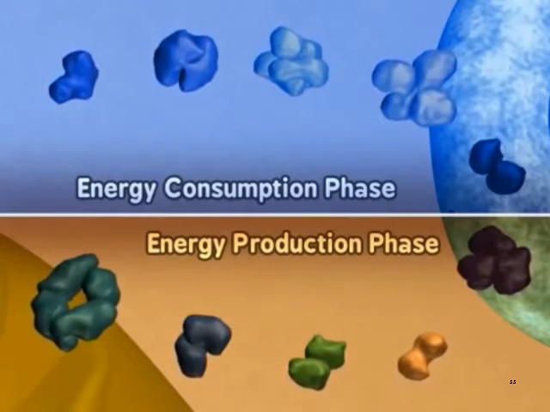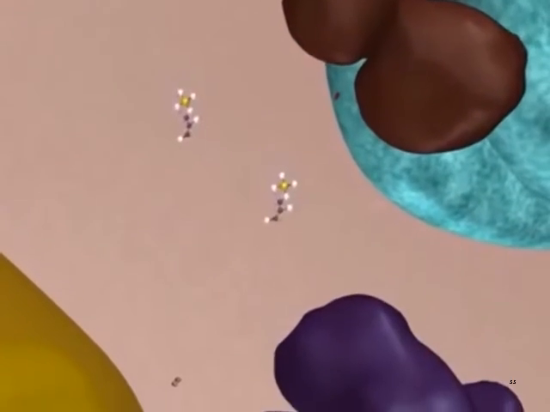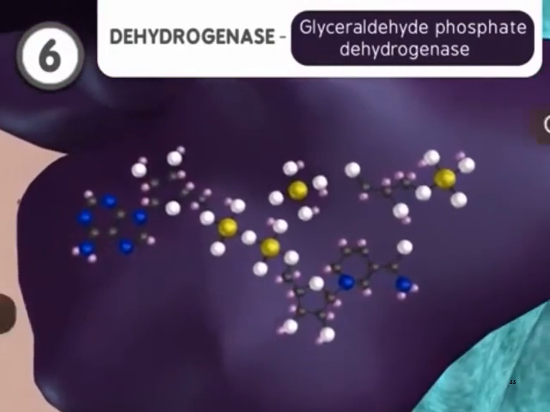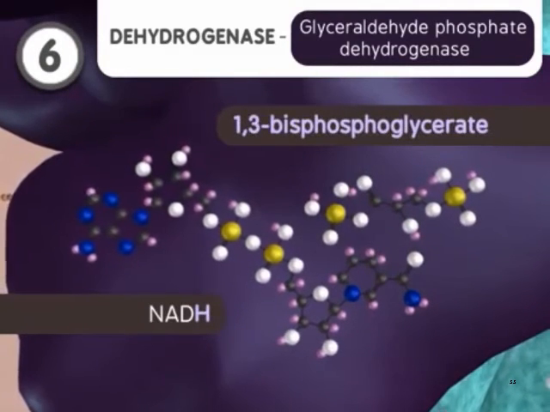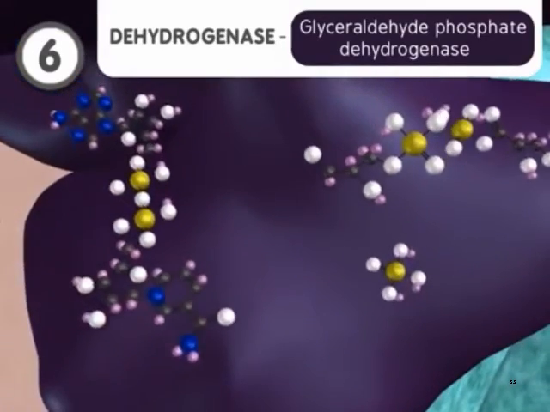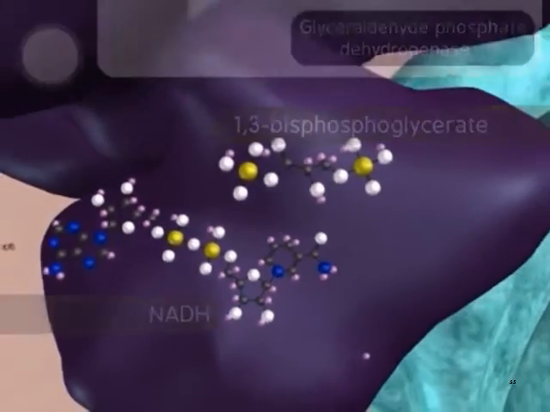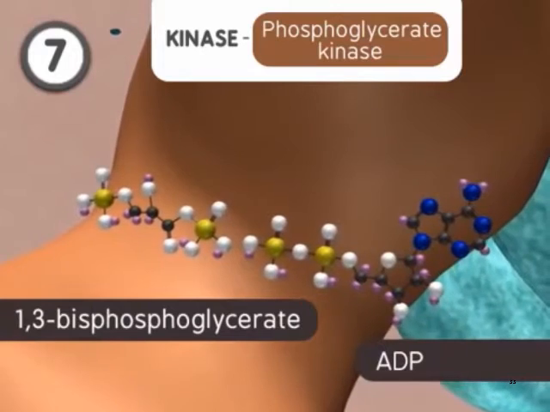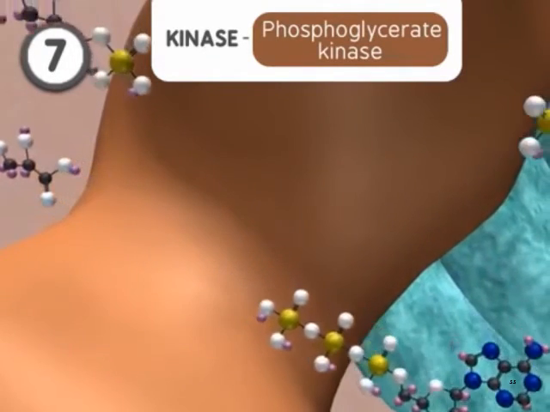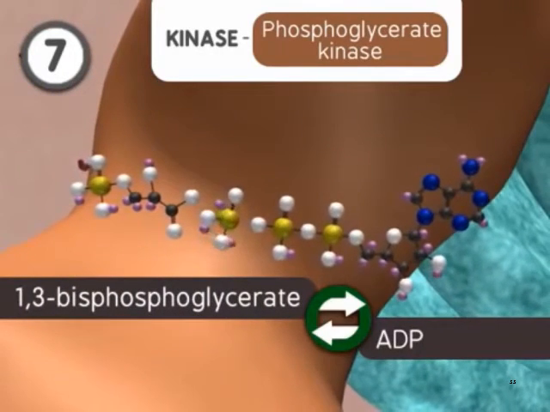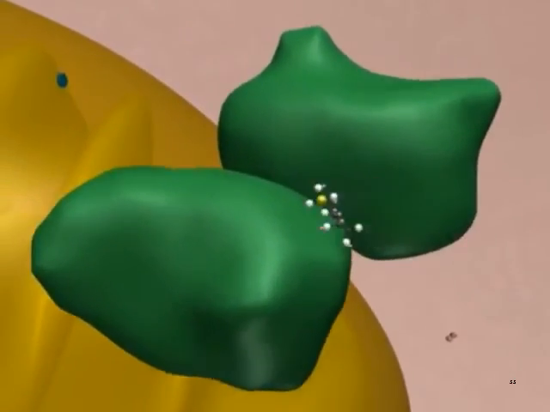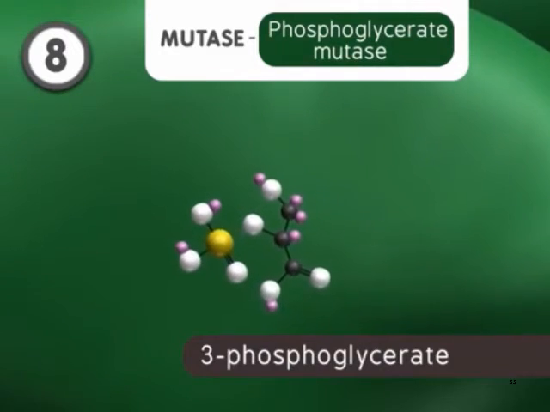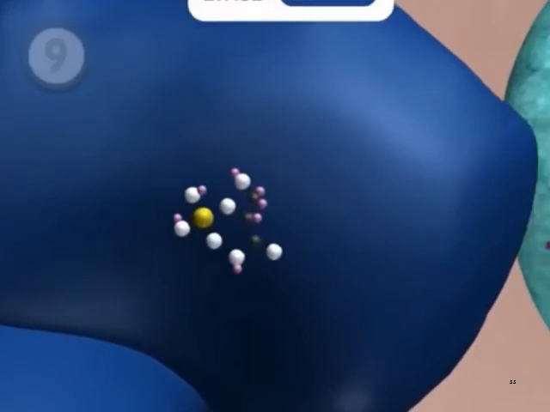So we have seen the energy consumption phase, and now the energy production phase. These two molecules of GAP, glyceraldehyde 3-phosphate, go into stage 6, in which a phosphate group is added to GAP to form 1,3-bisphosphoglycerate. Now this is step 7, and you can see 1,3-BPG is converted into 3-phosphoglycerate (3-PGA) with the help of phosphoglycerate kinase. And now the 8th step. In this step, you can see 3-PGA molecules, from the third to second carbon, form 2-phosphoglycerate molecules.